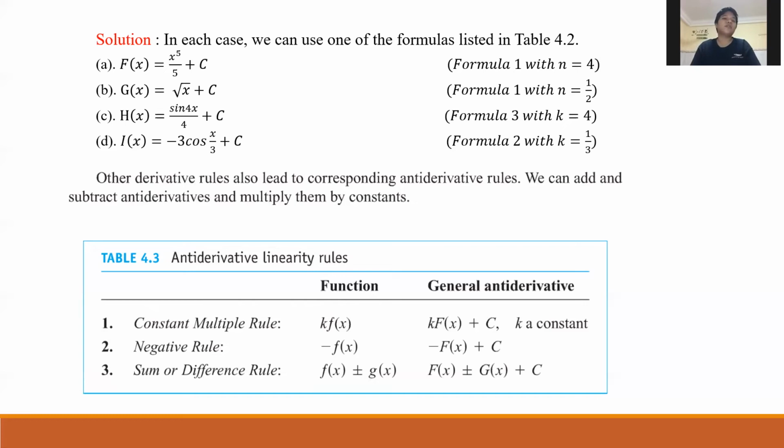2. Negative rule, minus f of h. When f of h is the general antiderivative, it's also equal to minus f of h plus c. And the last rule is the sum or difference rule. F of h plus or minus g of h becomes f of h plus or minus g of h plus c.